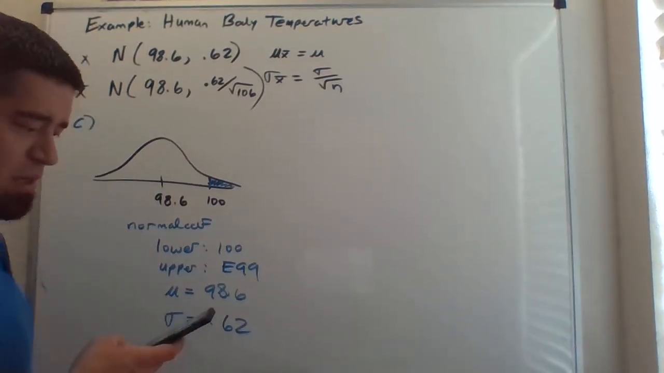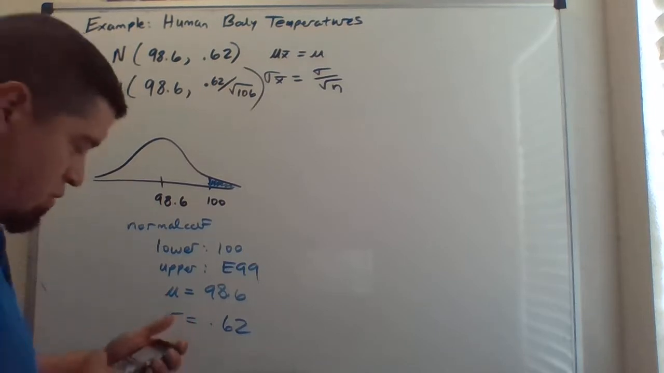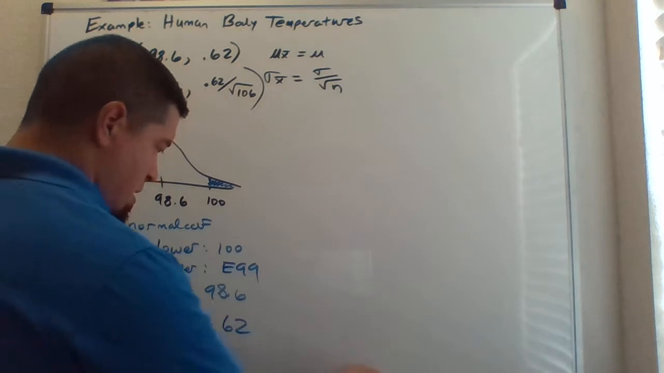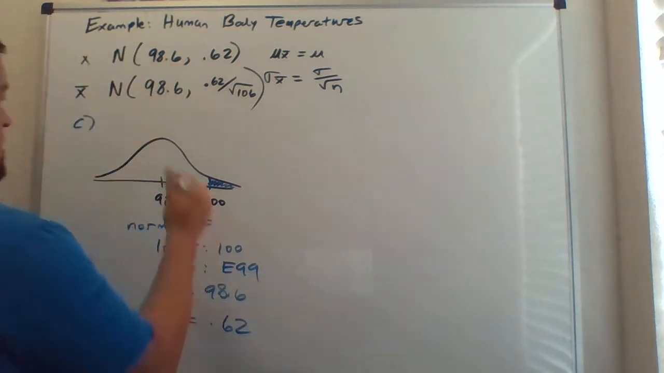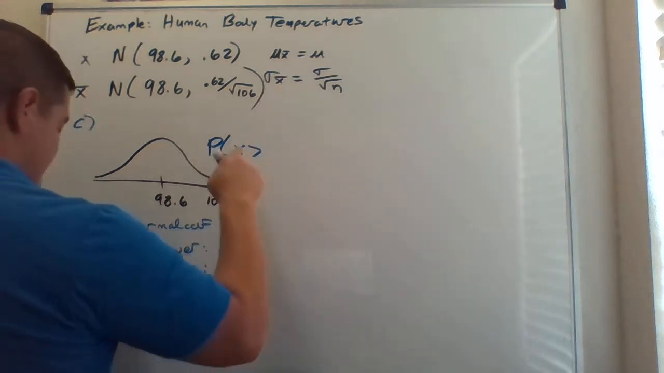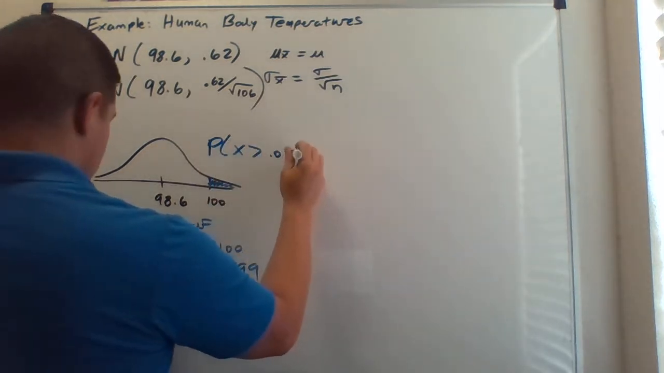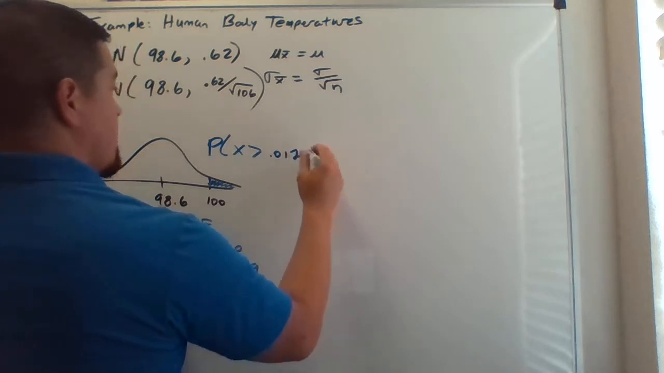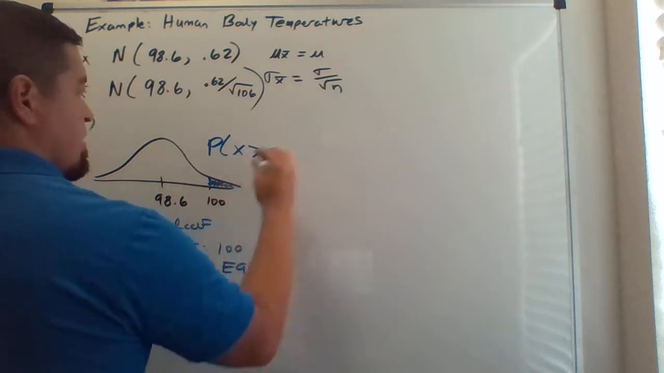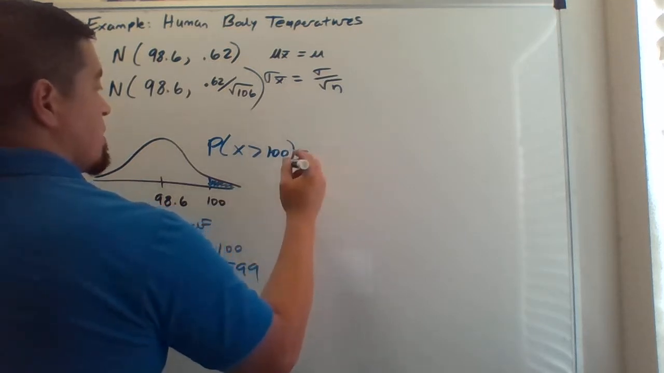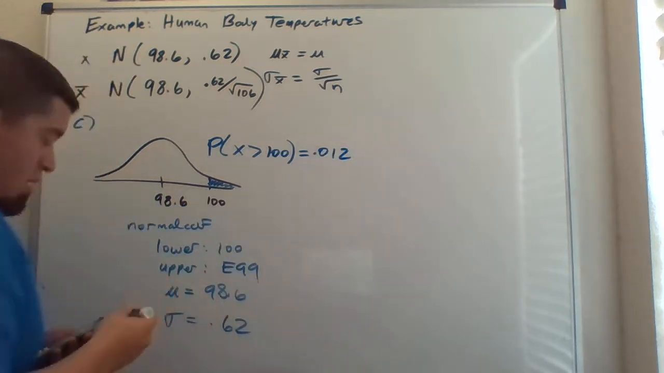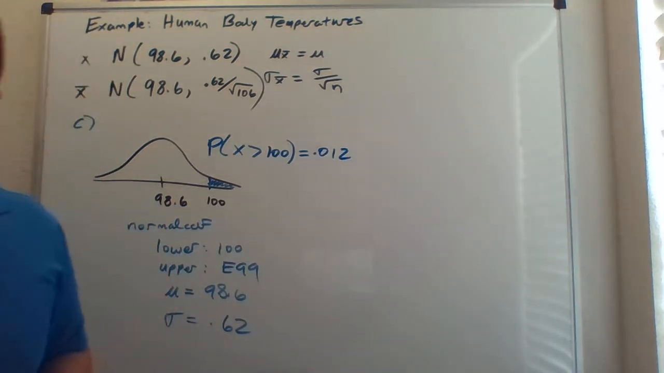Okay, so I input it into my calculator and I get 0.0119 rounded up to 0.012. So in this question we found the probability that an individual, X, not X bar, is 0.011 or 0.012. No, wrote that incorrectly. Probability that an individual is greater than 100 degrees Fahrenheit is 0.012. Okay, so we'll do the next question as well.